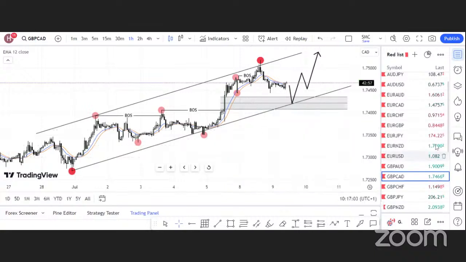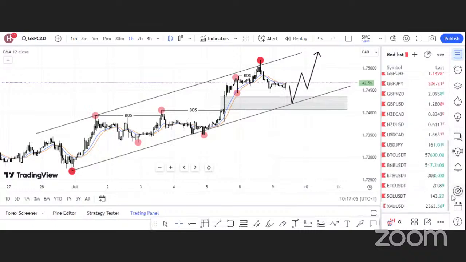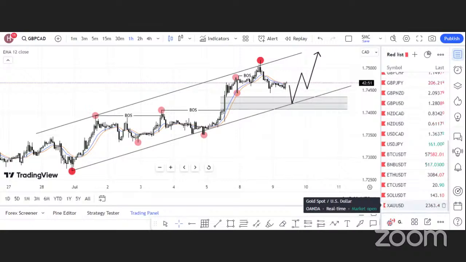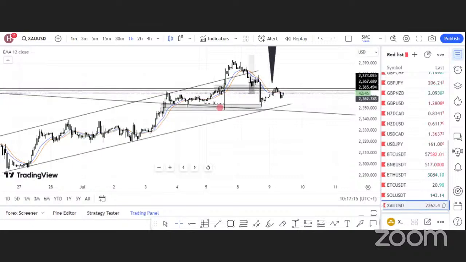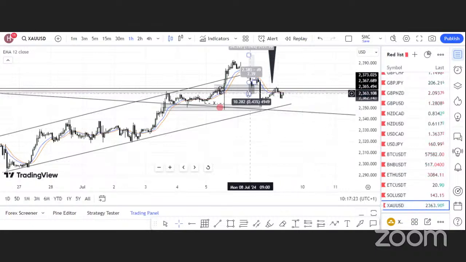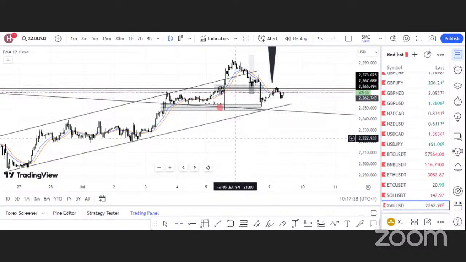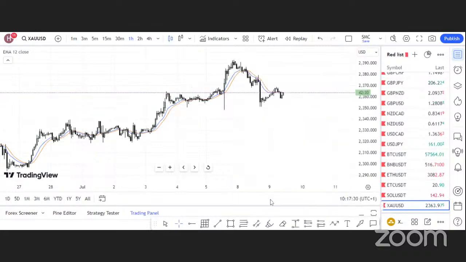All right, let's make analysis from another instrument. Okay, let's analyze XAUUSD. Let's analyze the gold market. So gold has been misbehaving since yesterday. Gold has been moving up and down. Okay, let's delete all the previous analysis on gold.